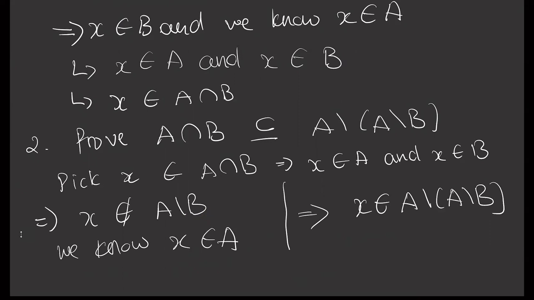Okay, so starting from picking x in this set, we arrive at x is in this set. Therefore, A intersect B is a subset of this. Does this make sense? Okay, good.